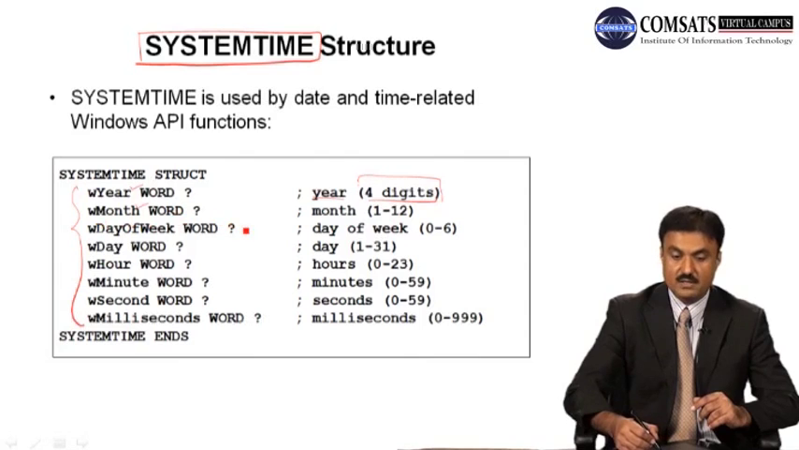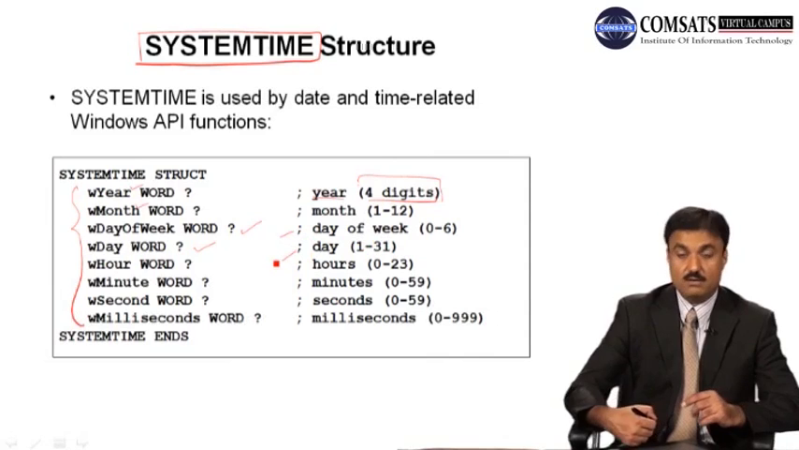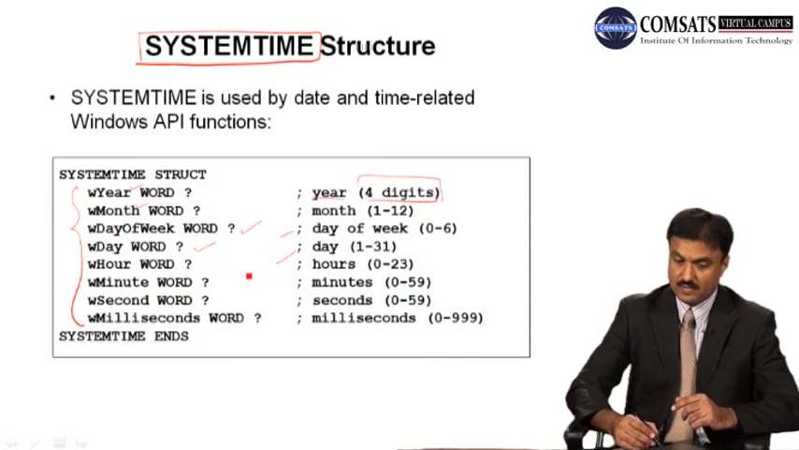So we have month, then we have days of the week. It can be 0, 1, 2, 3, 4, 5, 6 and so on. This is like Saturday, Sunday, Monday and so on, all the days of the week. And then the day or the date. And then we have the hours, minutes, seconds, and then we have milliseconds.